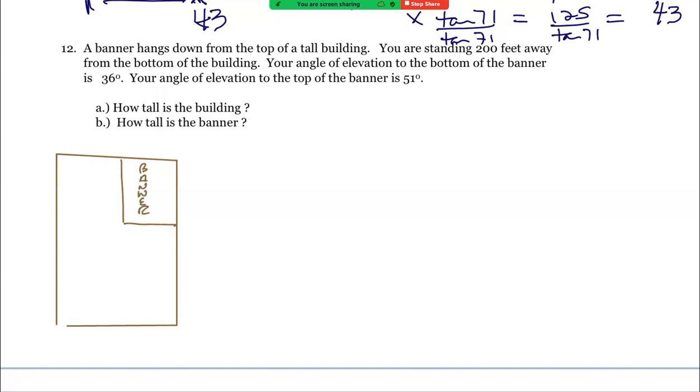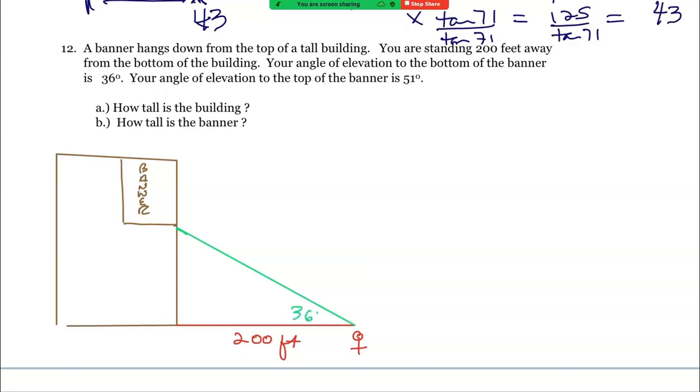Then it says, you are standing 200 feet away from the bottom of the building. So that means that this distance right here, and this is where you are, is 200 feet. Then it says, your angle of elevation to the bottom of the banner is 36 degrees. So draw that. Your angle of elevation to the bottom of the banner. So here's the bottom. There's your angle of elevation, and what is it?